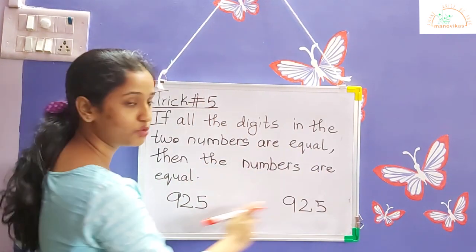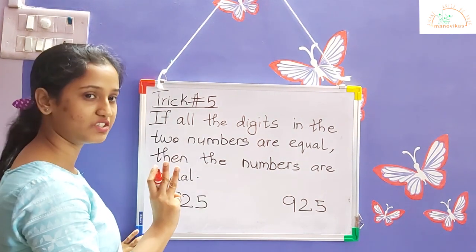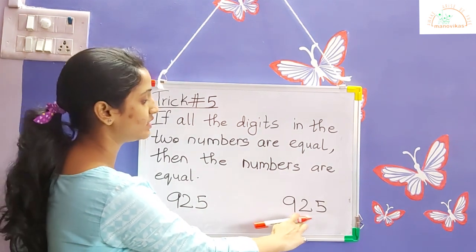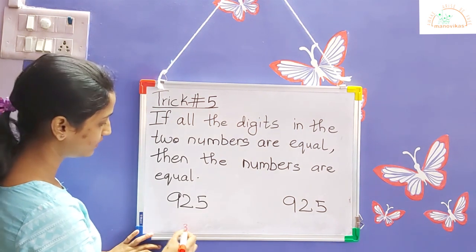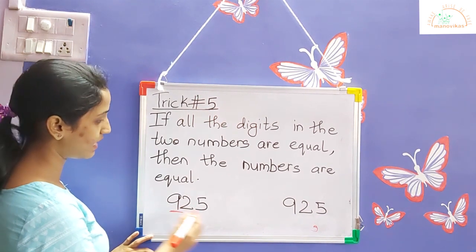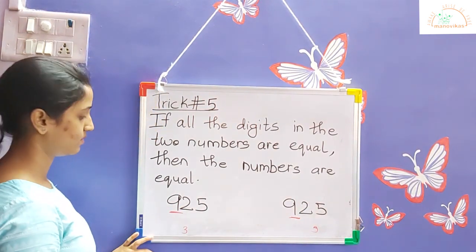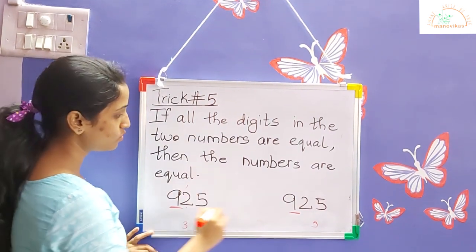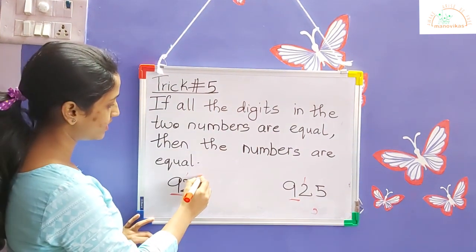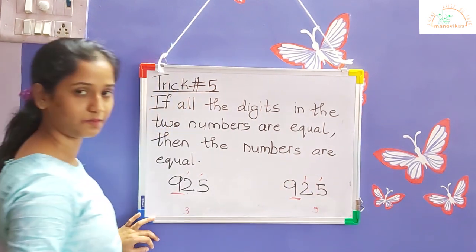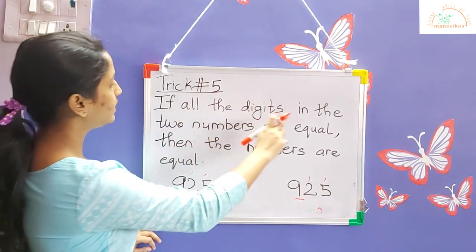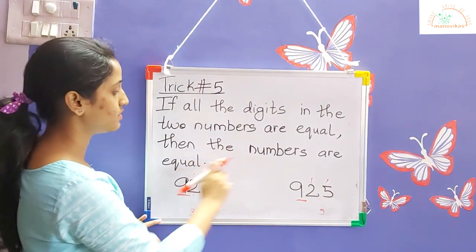Now here we have got two numbers with 3 digits each. We have here 925. Here also we have got 925. Here we have got 3 digits. Here as well we have got 3 digits. The first digit is 9. The first digit is 9 as well. The second digit is 2 here and 2 here again. Now moving on to the third digit. Here it is 5. Here it is 5 again. So all the 3 digits in both the numbers are equal. So if all the digits in the two numbers are equal, then the numbers are equal.